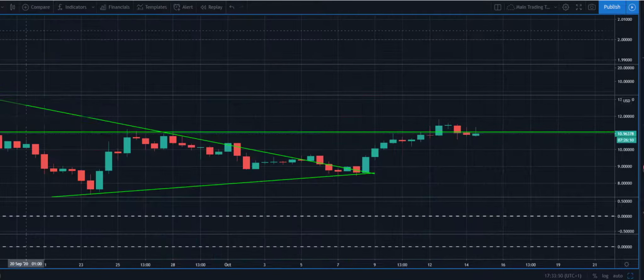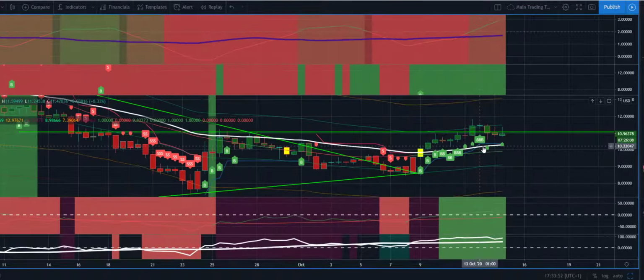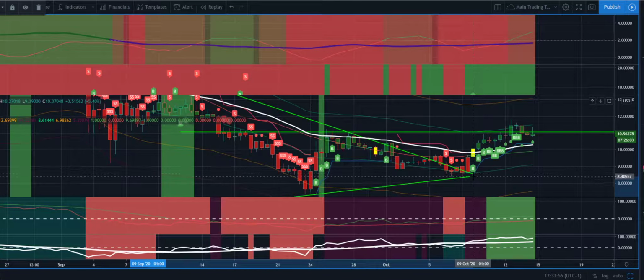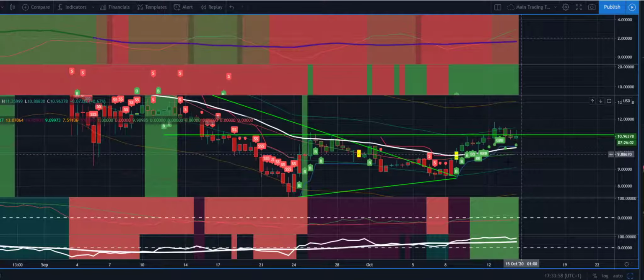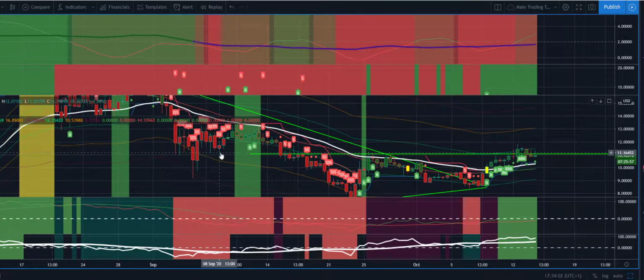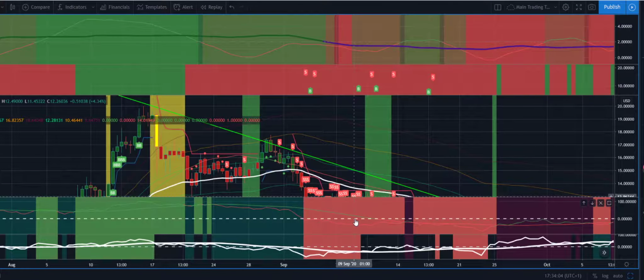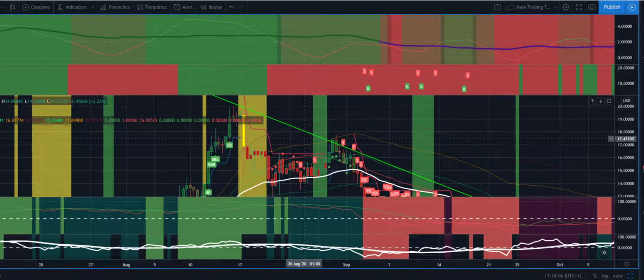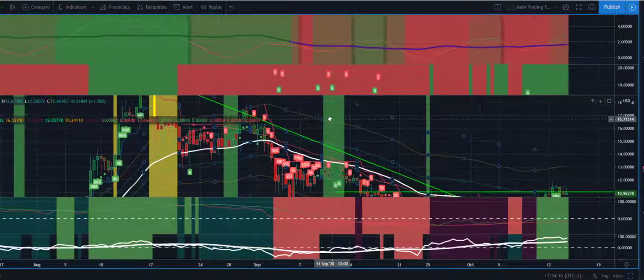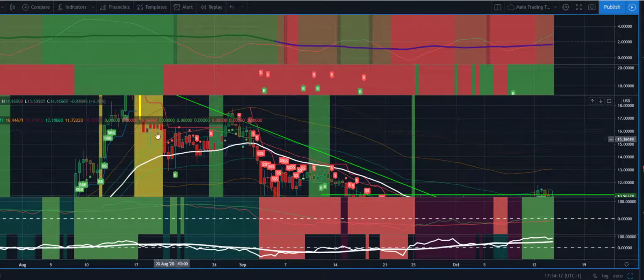So let's look at the 12-hour. So unlike the 3-day, the 12-hour is looking quite bullish actually. So the Smasher trend indicator caught the top quite well. It's been majority red since the top really.